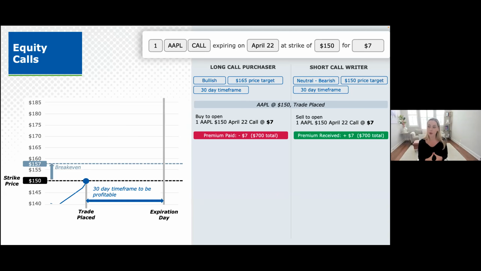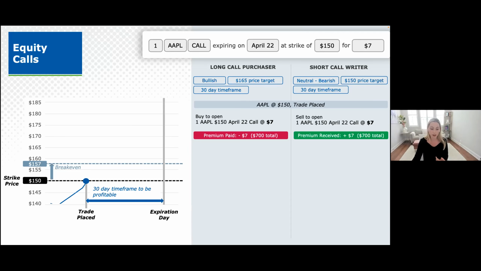So the person who is purchasing the call, they're bullish. They want Apple to go up as much as possible. The short call writer is not directionally too bearish, but it's actually neutral to bearish. And notice there's price targets here as well. So the short call writer thinks that Apple's going to stay the same in this case, but the long call purchaser feels that Apple's going to perhaps go to 165, and they both have a 30-day time frame.